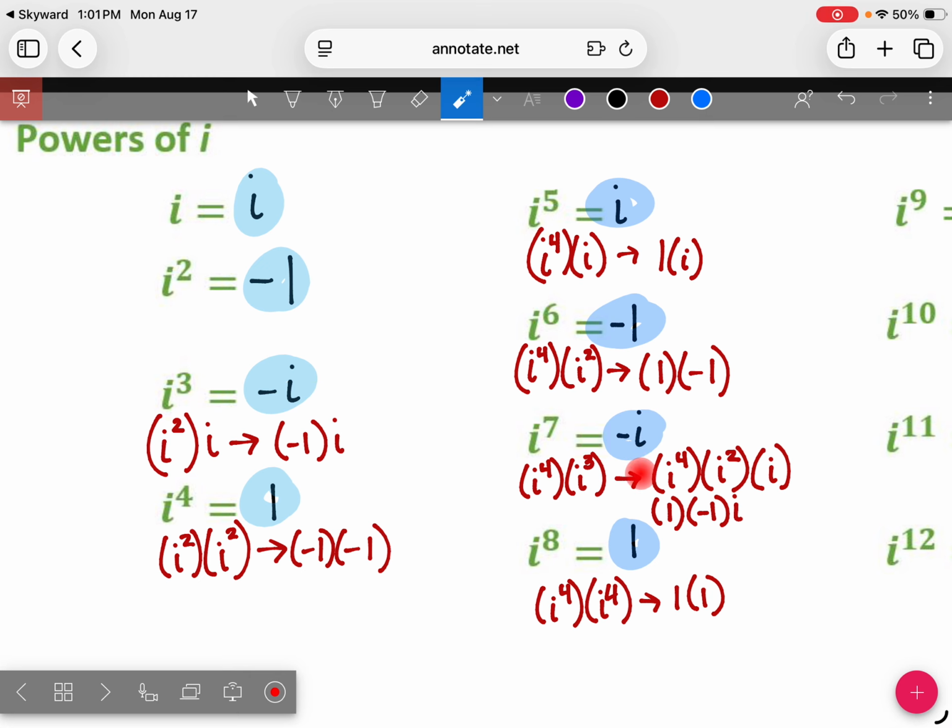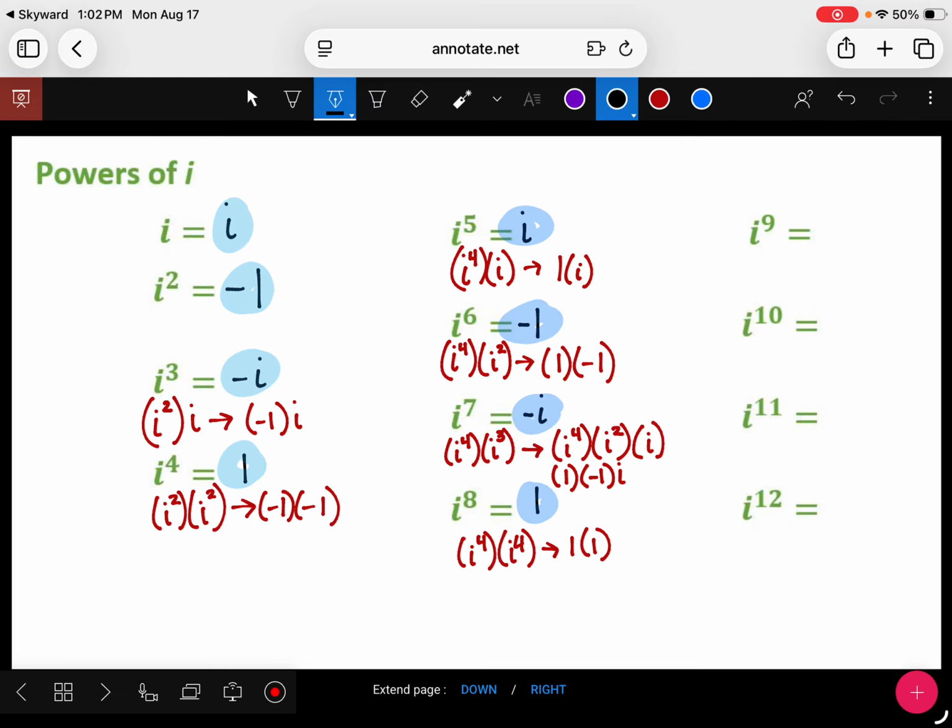i, -1, -i, 1. So now we hit 1, so we can do these really quickly without having to separate it. What do you think i to the power of 9 is? Because we're back to the top, going around the Ferris wheel again. So i to the 9th is i. What about i to the 10th? -1. What about i to the power of 11? -i. And what about i to the power of 12? 1.